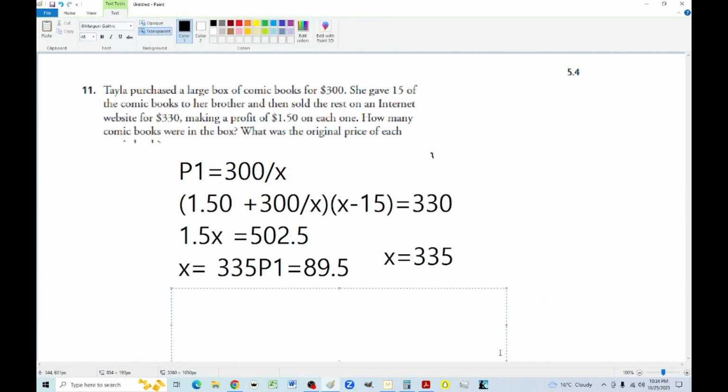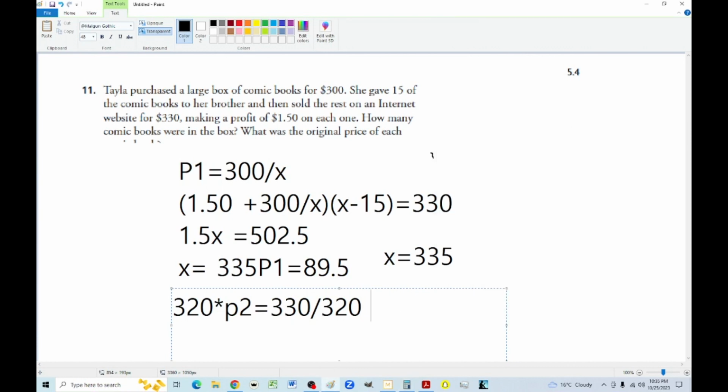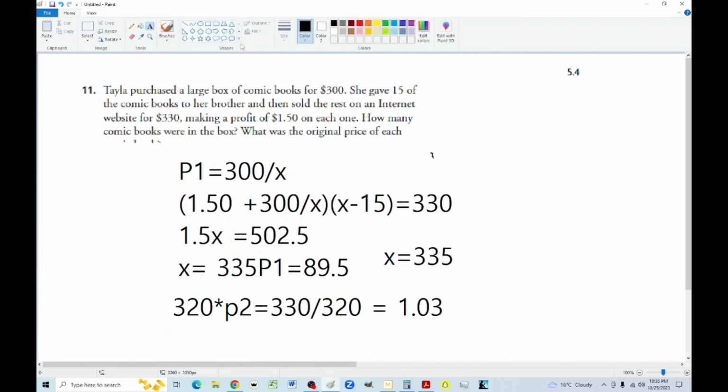And then, according to this calculation, 320 times price 2 should be 330. Therefore, price 2 is 330 divided by 320. We'll see if that's a $1.50 difference. It doesn't look like it is. So again, another error somewhere. Oh yeah, $1.03. That's not a $1.50 difference. So there's a weird discrepancy somewhere, and it depends what they mean by profit of $1.50 on each one.